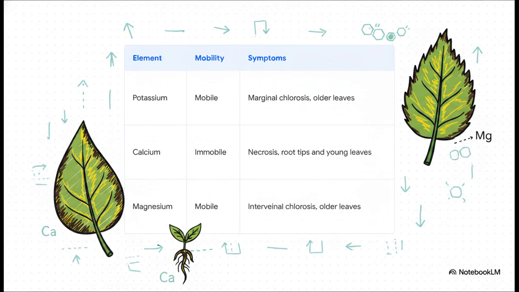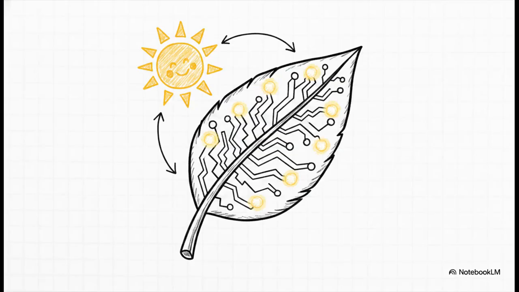That happens because it's mobile and forms the center of the chlorophyll molecule. A potassium shortage also hits those older leaves first, but it shows up as a mottled or marginal yellowing that eventually turns into dead necrotic spots. Meanwhile, an immobile calcium shortage literally destroys the cell division areas, which kills off the brand new root tips and young leaves entirely.